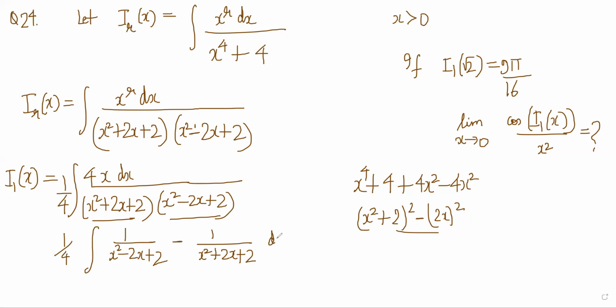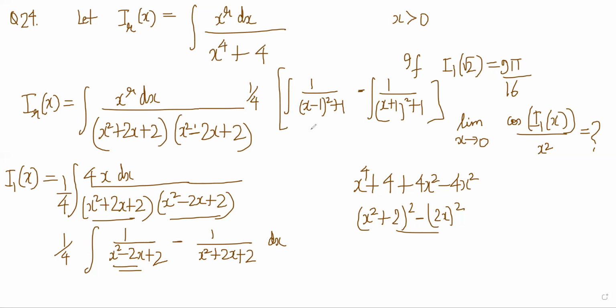This integral is my I1x, right? This is an easily doable integral. You can split it into two integrals, 1 by x minus 1 whole square plus 1 minus 1 by x plus 1 whole square plus 1, right? And 1/4 of that. So this will become tan inverse of x minus 1 minus tan inverse of x plus 1, and 1/4 of that, right? That is your I1x.